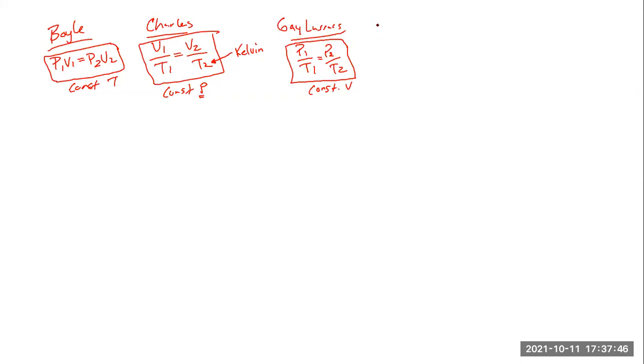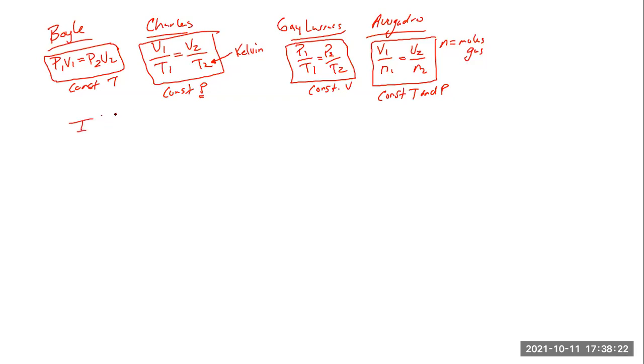We talked about Avogadro. V1 over N1 is equal to V2 over N2. This is at two conditions that are constant: constant temperature and pressure. Basically, as the number of moles of the gas, which is what n is, increases, so does the volume, proportionally. You take all these together and we get the ideal gas law that we talked about, which is PV is equal to nRT.